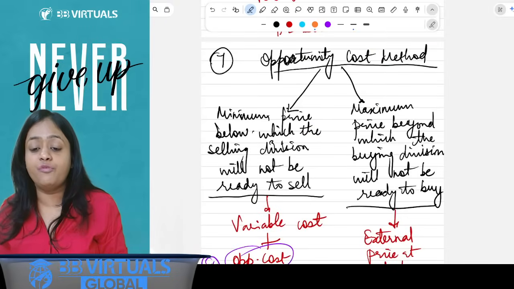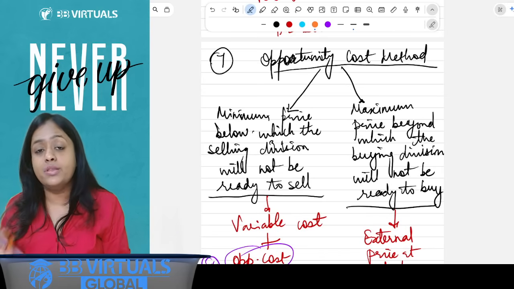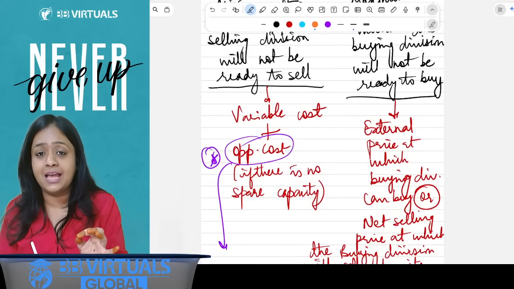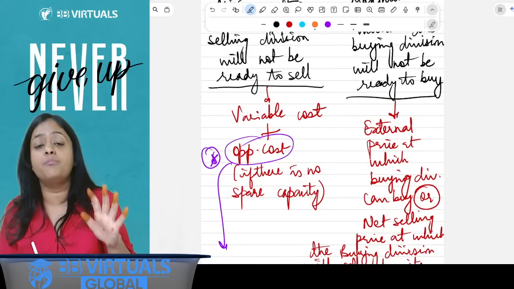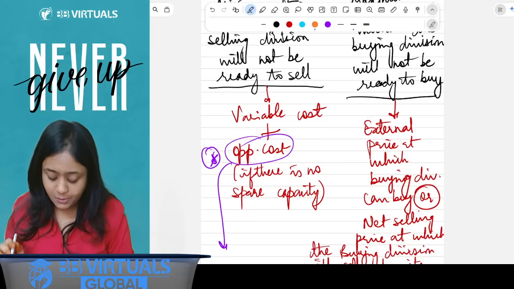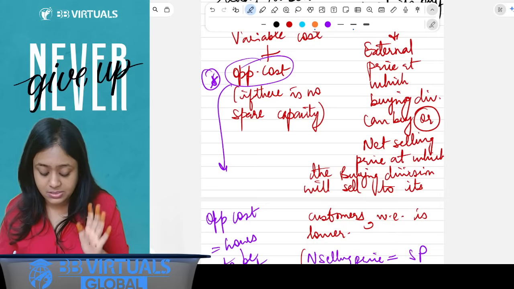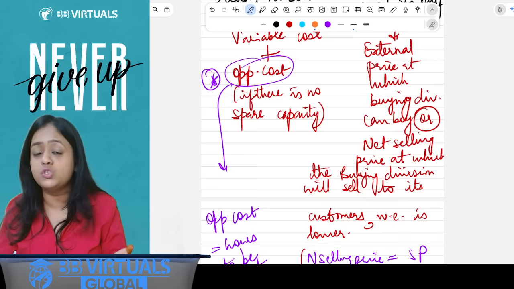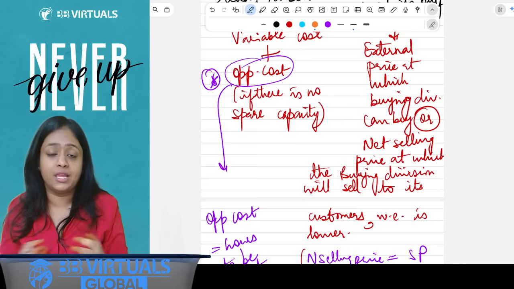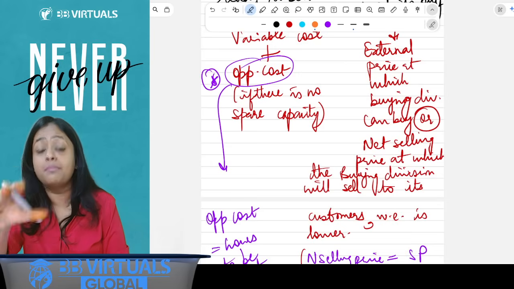Last method is what we follow always, and which is the most recommended method, the opportunity cost method, where the selling division will sell at variable cost, will be selling this as the minimum price, that they will say, boss, I will not sell below it. What is that minimum price? Variable cost plus opportunity cost. Of course, when there is no spare capacity. The opportunity cost method only applies when there is no spare capacity. So variable cost plus opportunity cost is their minimum price.